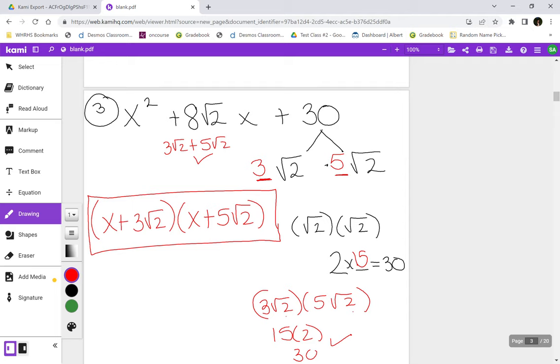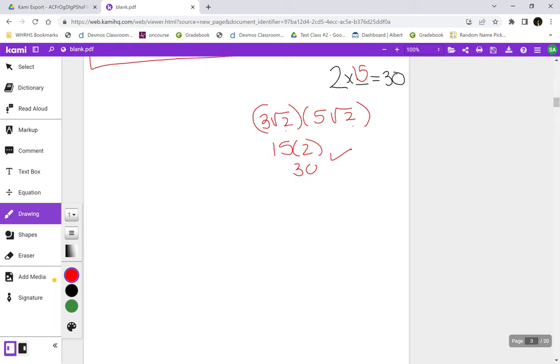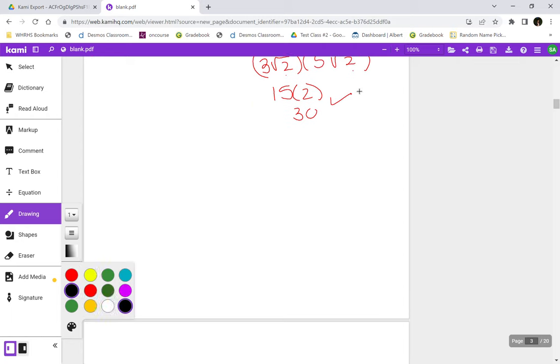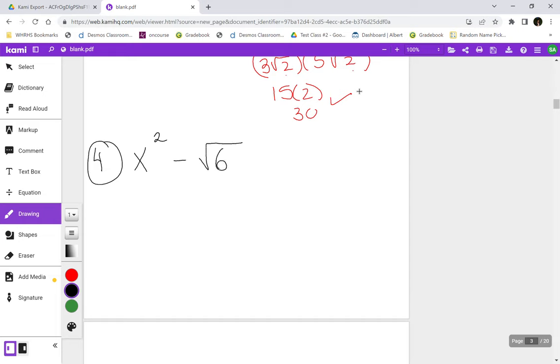All right. Let's keep going. Let's have you try one on your own, and then we'll move on to today's lesson. So I want you to factor x squared minus root 6x, that x is not under the radical, minus 72.